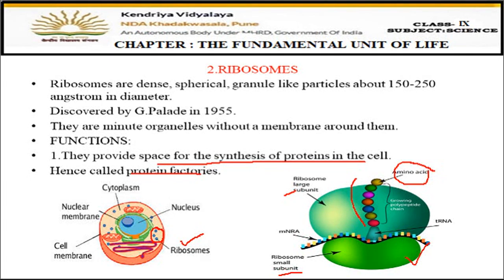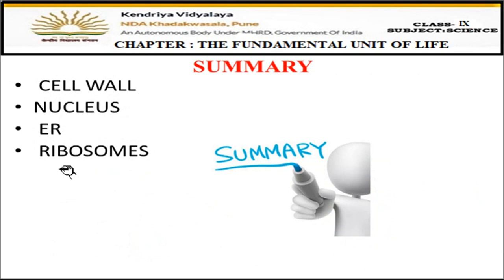Okay, so these cell organelles we completed today. So let us see the summary. What we did, we understood the concept of cell wall, then nucleus, endoplasmic reticulum, and finally the ribosomes. So this much we have covered today.